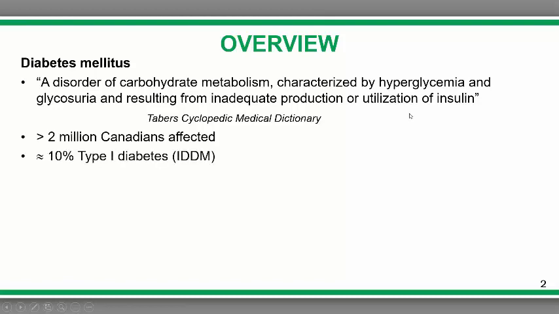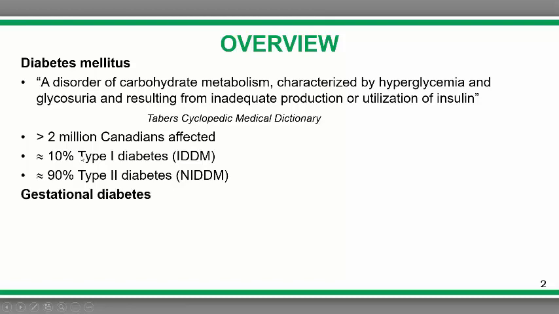Over 2 million Canadians are affected with diabetes mellitus, and the vast majority, as you can see here, approximately 90% of all those afflicted, have what is referred to as type 2 diabetes mellitus. I'll define NIDDM shortly, as well as IDDM. Type 1 diabetes mellitus, as you can see here, only about 10% of those Canadians afflicted have type 1. A third type of diabetes mellitus that we'll discuss in this unit is what's called gestational diabetes.